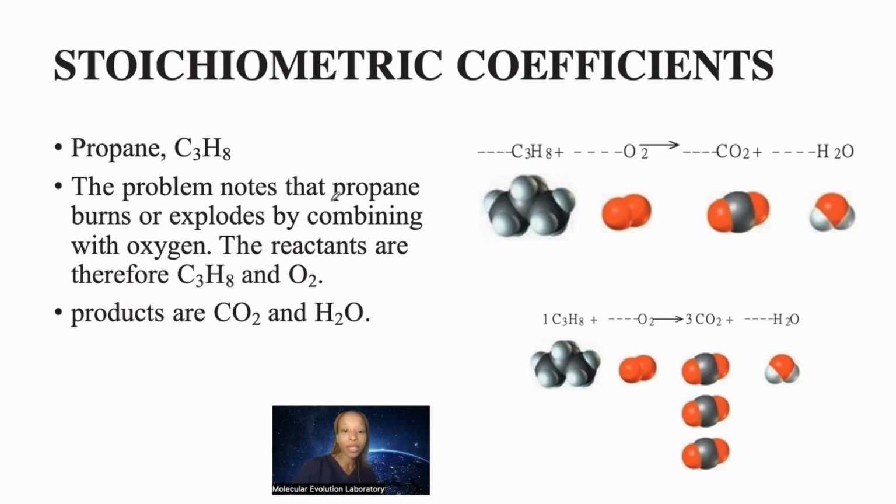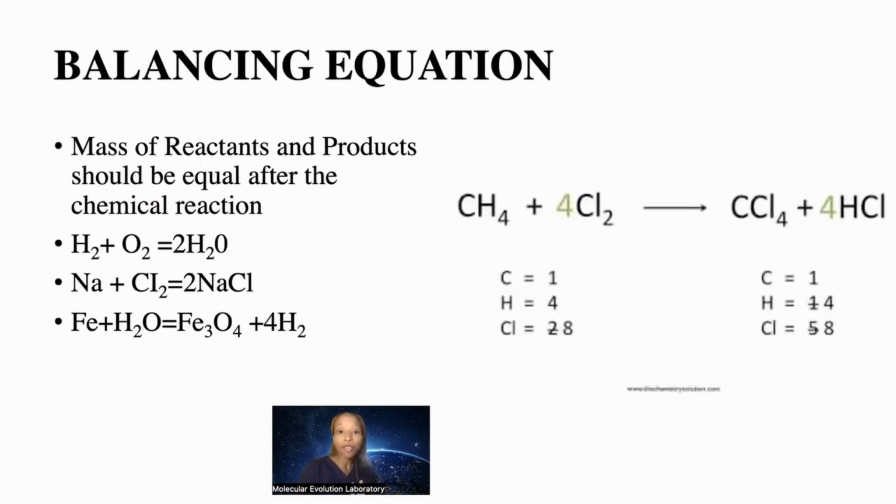The problem notes that propane burns or explodes by combining with oxygen. The reactants are therefore C3H8 and O2. The products are carbon dioxide and water. Here we have propane combining with oxygen to give you carbon dioxide as a product, and water. So the mass of reactants and products should be equal after the chemical reaction, so we have to learn how to balance these equations.